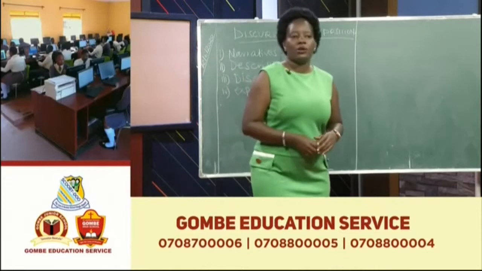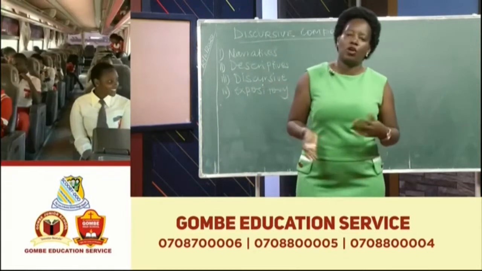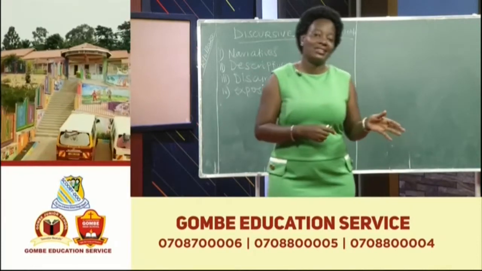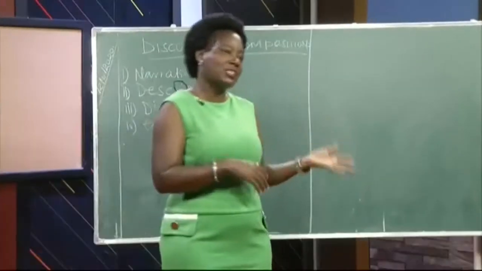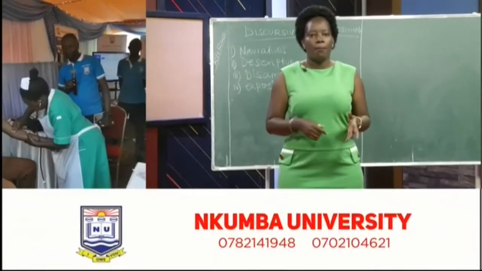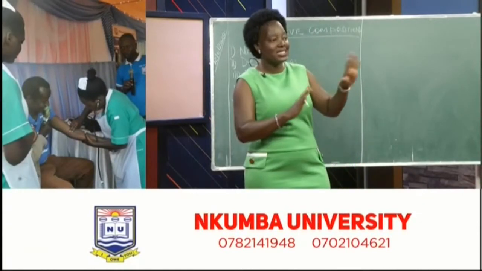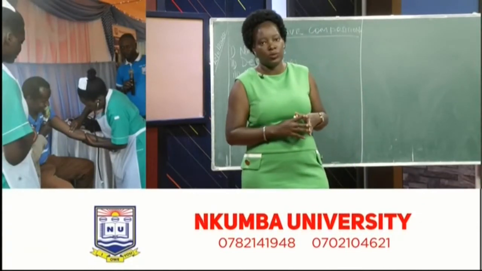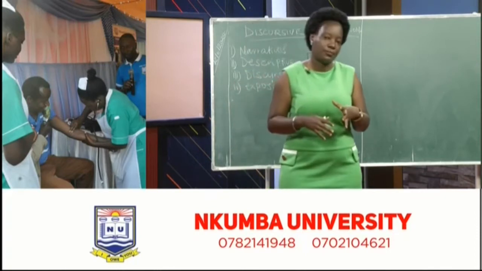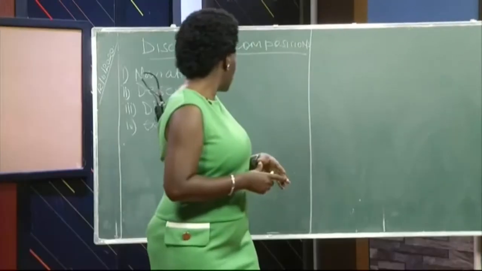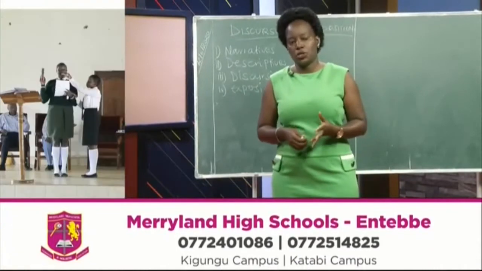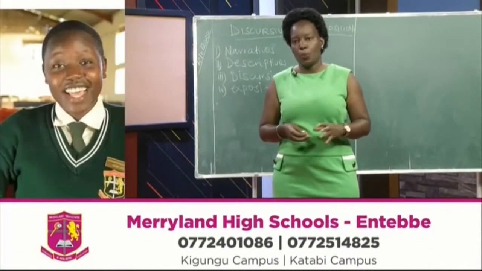These ones are, in most cases, what we have been exposed to. We have been looking at narratives with a combination of descriptive, because when you're writing a narrative, you're telling a story, and along the way you may find yourself describing some characters, describing some structures, and so you could combine the two. But there are times when we also write independently descriptive compositions. We shall also look at that. So today we are going to look at what we call discursive compositions. What are these compositions?